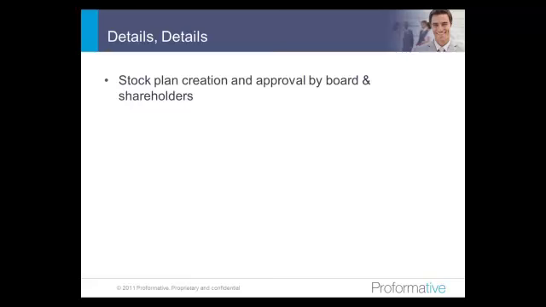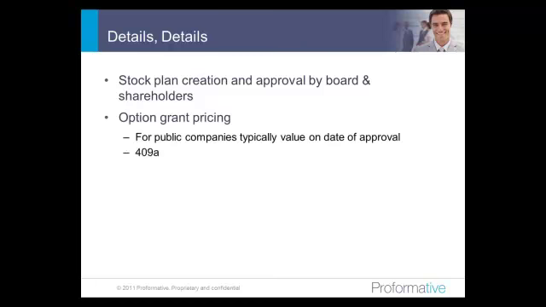Under details, which is the last section here, the stock plan creation and approval by the board and shareholders. Your stock plan is sort of a core element here. Make sure that you've got one in place. Read it. Understand that they're actually pretty simple. They only have a handful of elements, typically around things like vesting and restrictions and exercise of options. You really need to know that.